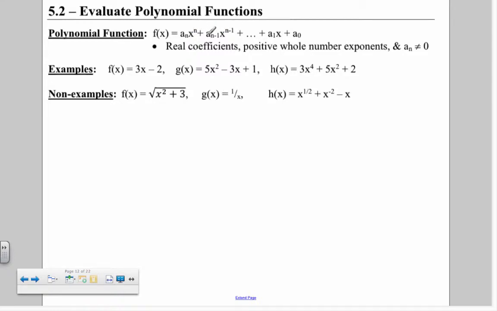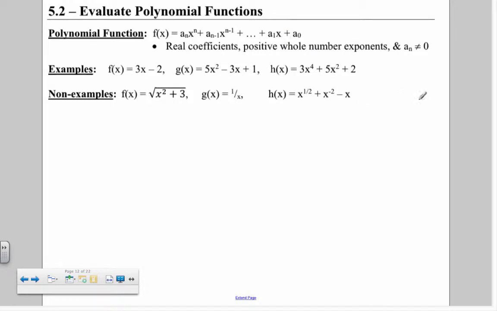So the definition here is they have to have real coefficients, meaning there can't be imaginary number coefficients, okay? And then they also have to have positive and whole number exponents. So we can't have any like square roots because that's an exponent of 1/2. But we're looking specifically only at the ones with an x, right? We're not really concerned with the a sub 0, which is our constant at the end. So all of our exponents for our x values have to be positive whole numbers.